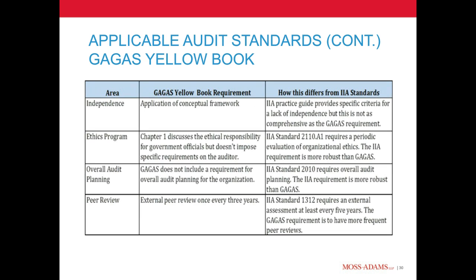I'm not going to go into too much detail on these next couple slides, but basically this is a comparison of the GAGAS Yellow Book requirements to IIA standards. If you'd like, we can certainly get you the slides to be able to see what the differences would be between those two standards. In some cases, the GAGAS requirement does require more work. For example, under independence, there's the conceptual framework required under GAGAS that has to be documented to show pretty thorough analysis to conclude that you are independent in that circumstance. In some cases, the IIA standards are actually more robust. Not too many, but in some cases that is the case.